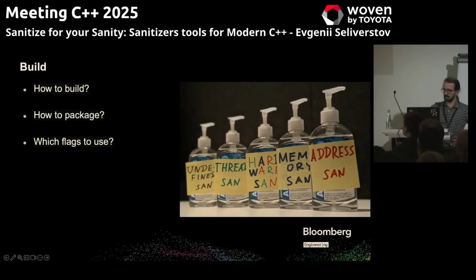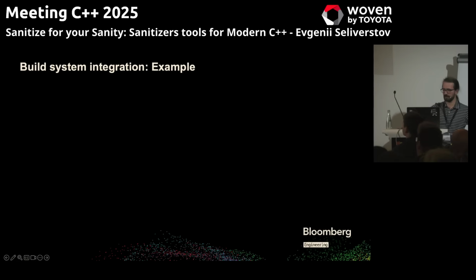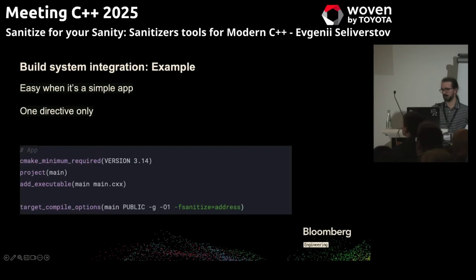So how to build them, how to package them, and actually which flags to pass to our favorite build system. When it's a simple application with our favorite build system, it's only a matter of one flag. We just pass -fsanitize=address, and that's all. The whole program is instrumented, the linker is OK. So is this all? No, unfortunately it isn't.